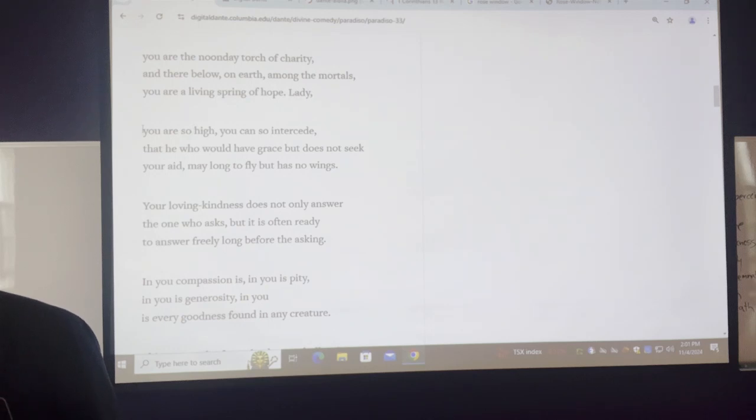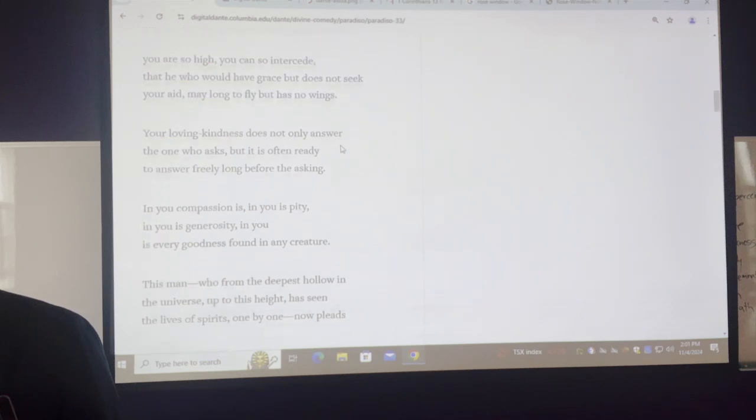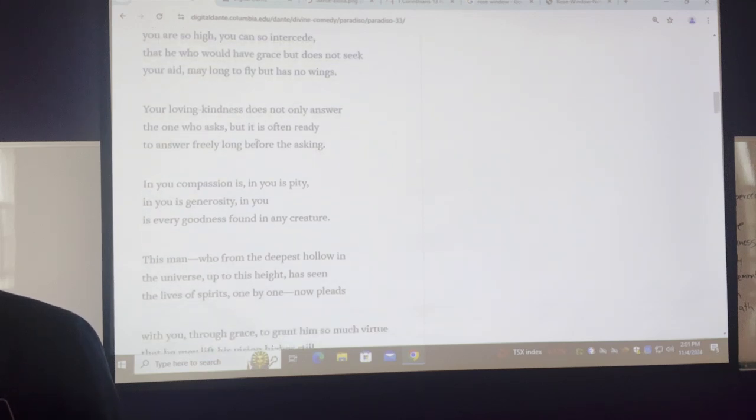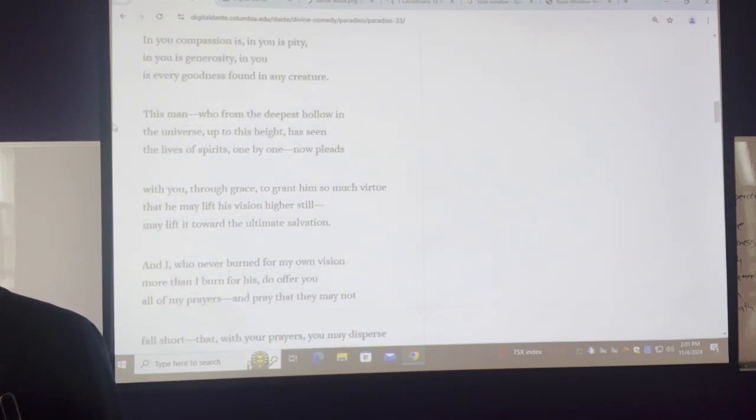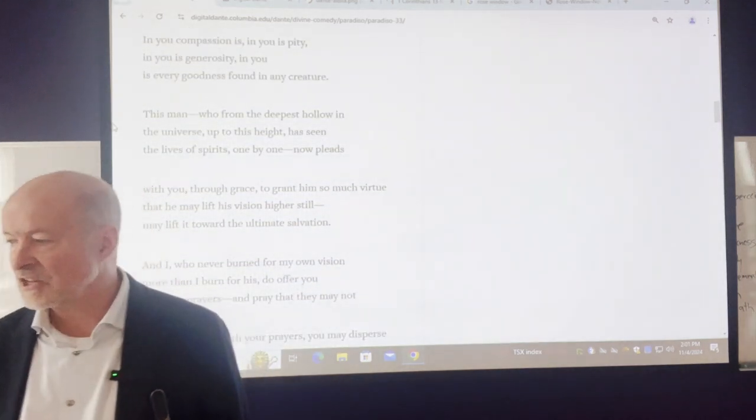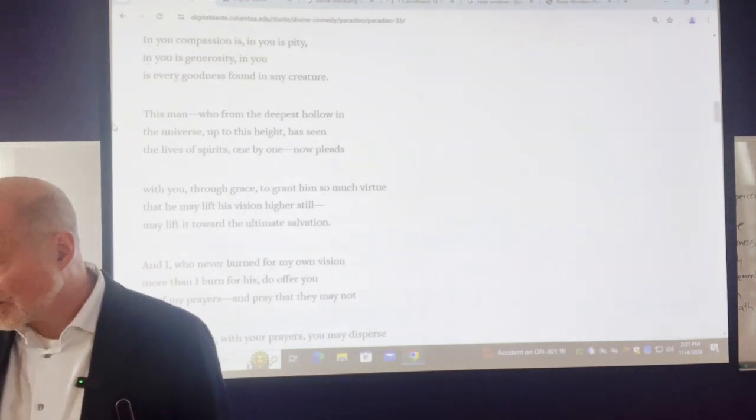You are so high that you can so intercede that he who would have grace but does not seek your aid may long to fly but has no wings. Your loving kindness does not only answer the one who asks, but it is often ready to answer freely long before the asking. In your compassion, in you is pity, in you is generosity, in you is every goodness found in any creature.